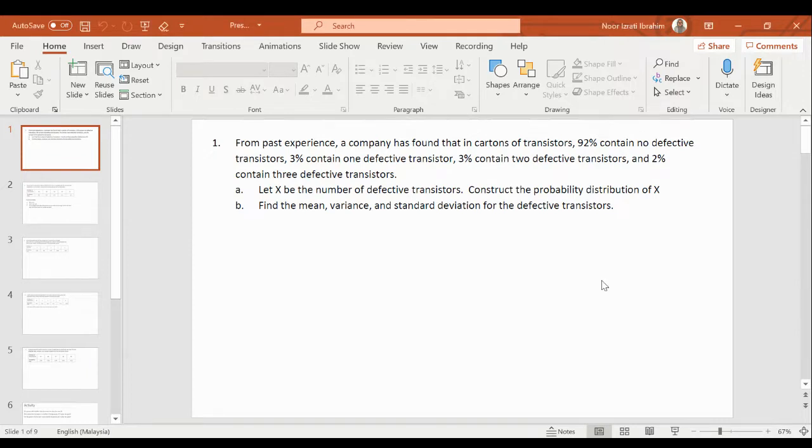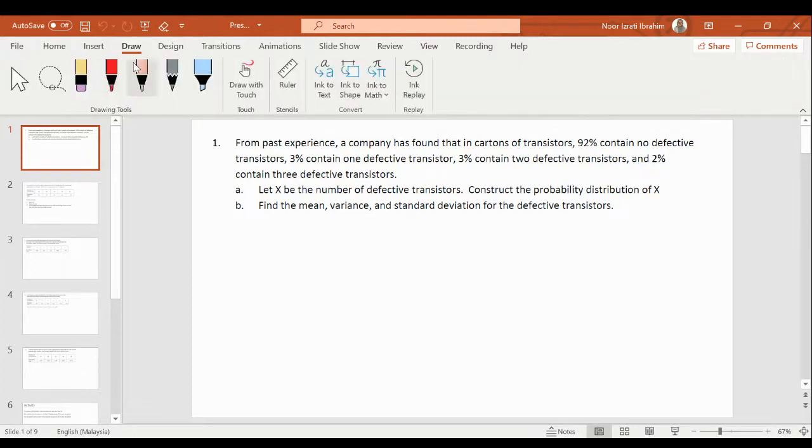Let's begin. The first question is to construct the probability distribution of X, where X is the number of defective transistors. So here we have no defective transistor, one defective transistor, two defective transistors, and 3 defective transistors with the percentage given.